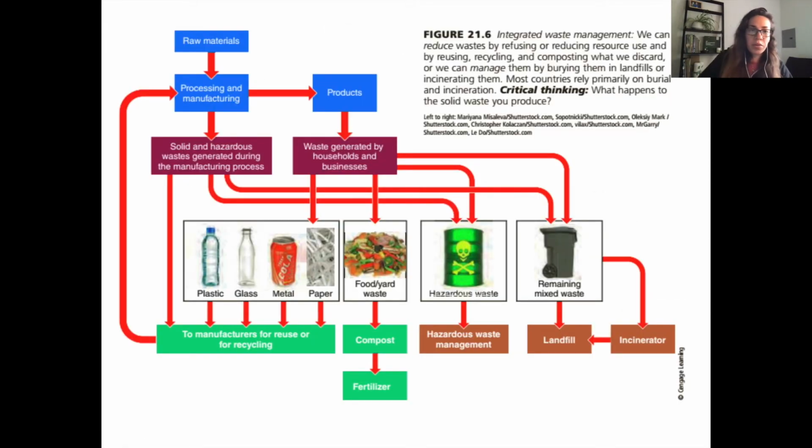It's a really good image, and I want you to spend some time actually tracking these arrows and thinking about what are the fates of the materials that we generate, and where can the fate of that material be cyclical, and where is it only a one-way path.